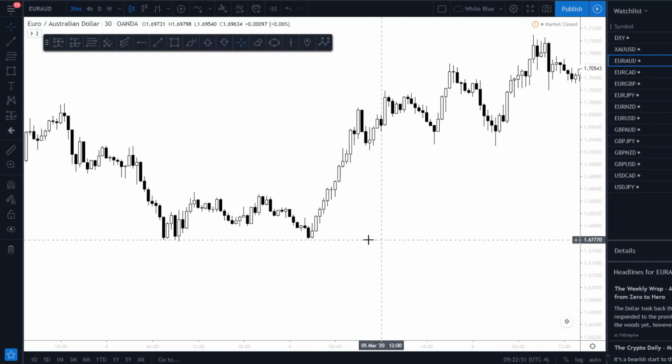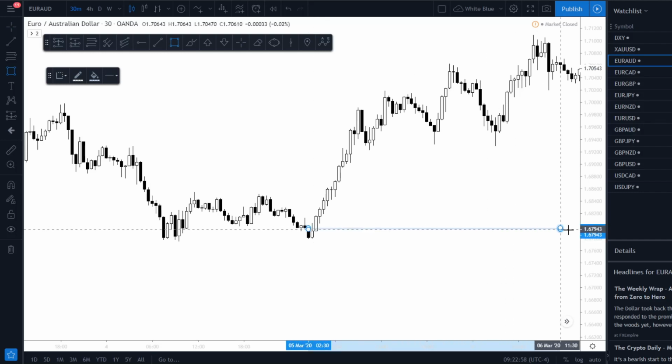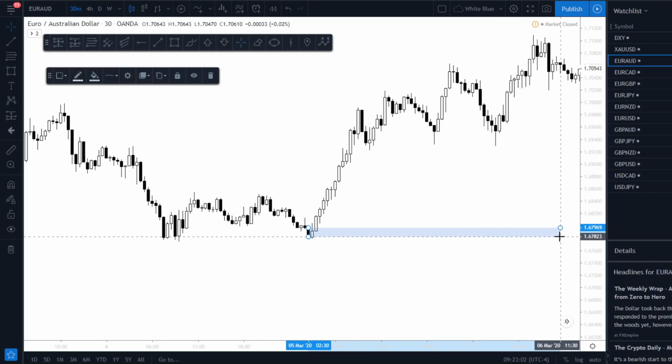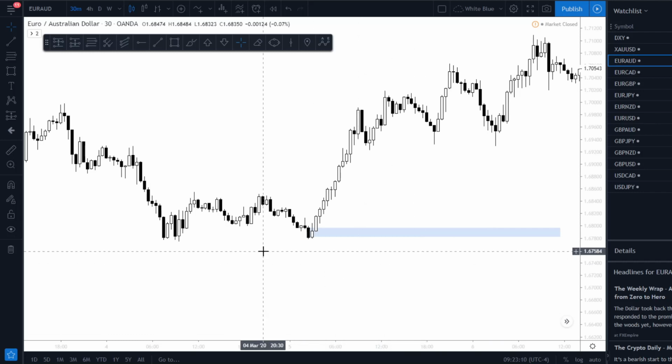Here's one, but we haven't really... It is a good one, I guess, considering that you've got the move up, but it wasn't a really nice move up afterwards. So it's not a great level, so I would be looking at other things to make sure that would be a good trade setup for me.